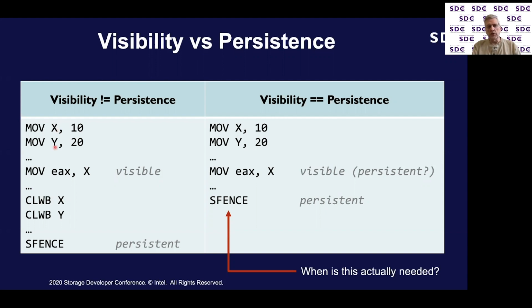Assuming these two locations are in different cache lines, I have to do one CLWB for each cache line that I'm trying to flush. And then the CLWB instructions are launched. They start asynchronously. So to know that they're finished, you have to issue a store fence. Once you've issued that store fence, you now know that these two stores are considered persistent. Even if you lost power on the next instruction of this program, those values would persist. They're in the persistent domain at that point.